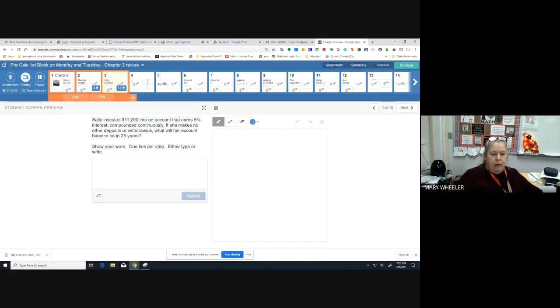Sally invested $11,200 into an account that earns 5% compounded continuously. There's the key word right there. Compounded continuously. If she makes no other deposits or withdrawals, what will her account be in 25 years? So on that one, I have to use the equation, the PERT, the one with the E. So the principal is 11,200, and then that's times E, the P times E to the R, T.